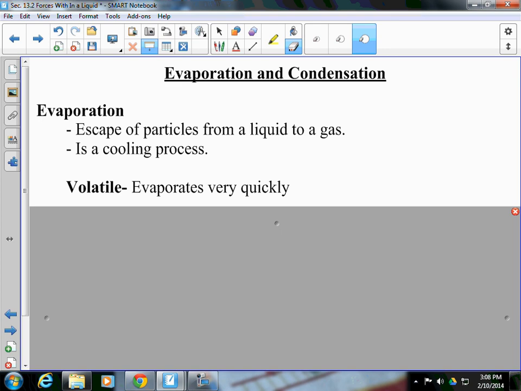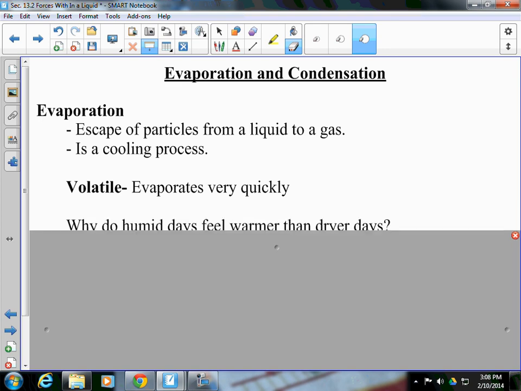Why do you feel hot on hot, muggy days? Because the water is less capable of evaporating. So the evaporation is occurring at a slower rate. Therefore, your body does not cool down as quickly on warm days as it does in the dry days of winter. If something evaporates very quickly, it is called volatile. What is an example of something that's volatile? Gasoline evaporates very quickly. Acetone. A lot of our alcohols also evaporate quickly.